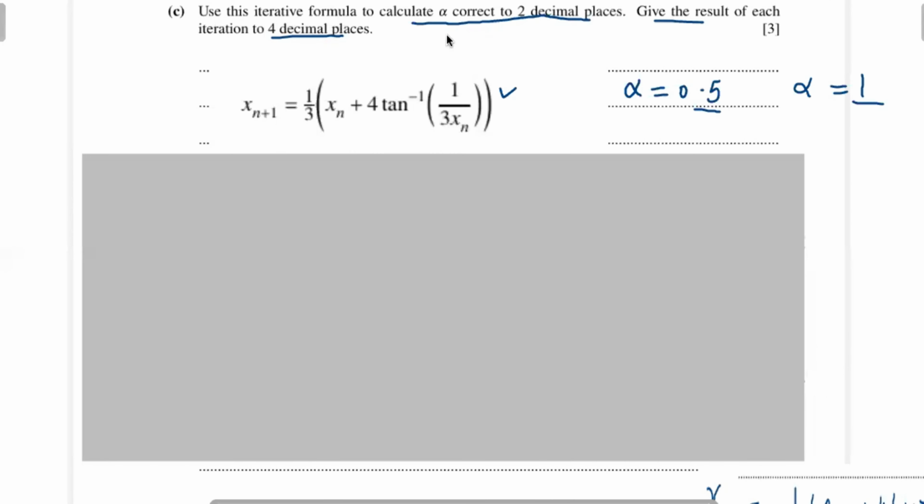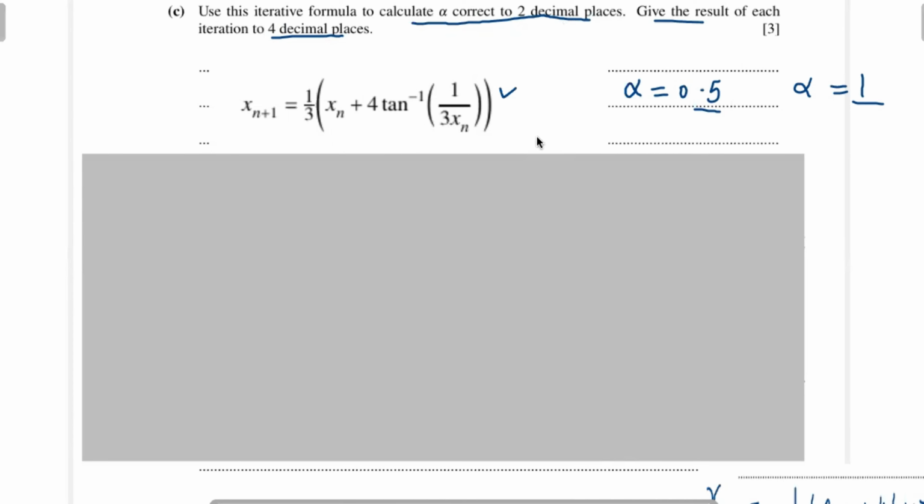Part C, use the iterative formula to calculate alpha correct to 2 decimal places, give the result of iteration to 4 decimal places. You see here, this is the iterative formula, and the value of alpha lies between 0.5 and 1 because the root lies between these values.